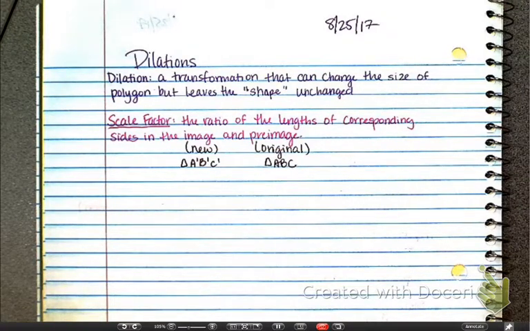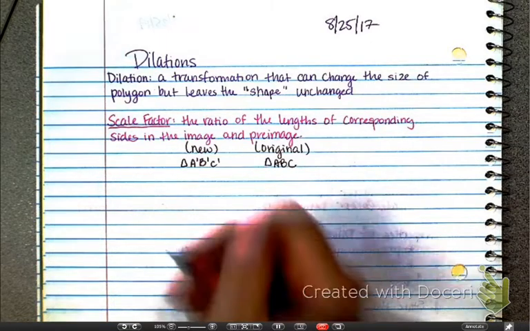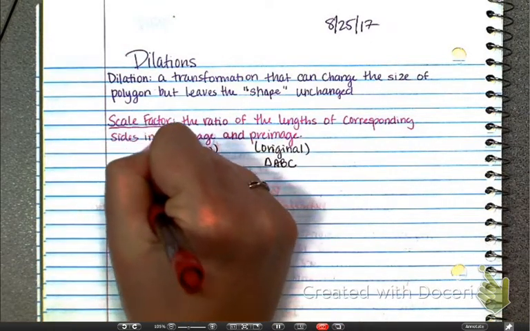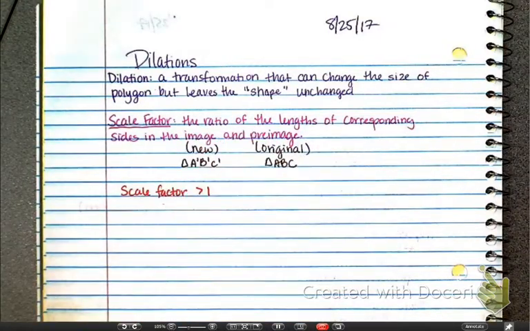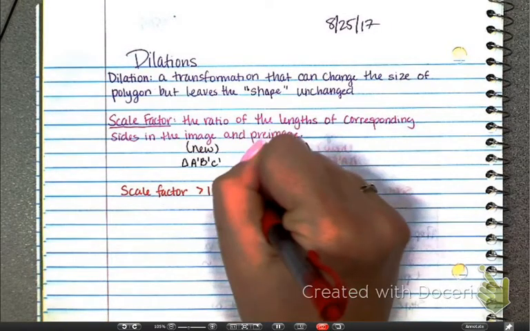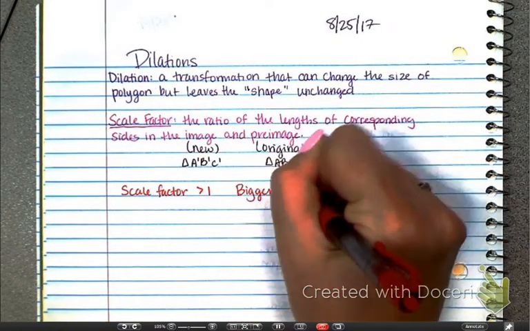There's two types of scale factors that can occur. So if I have a scale factor that is greater than 1, what do you think is going to happen? If I perform a dilation with a scale factor greater than 1, what do you think is going to happen? What's going to happen to my figure? It's going to get bigger, which is known as an enlargement.